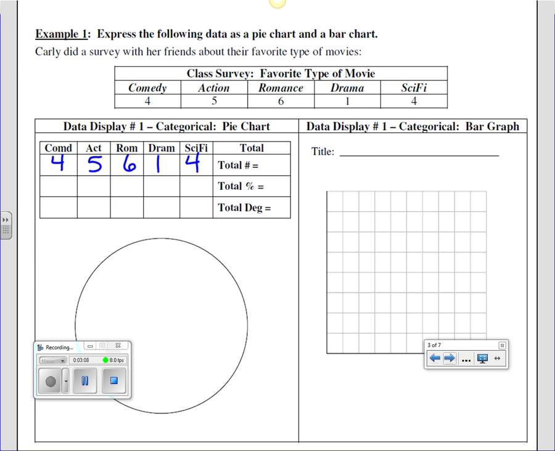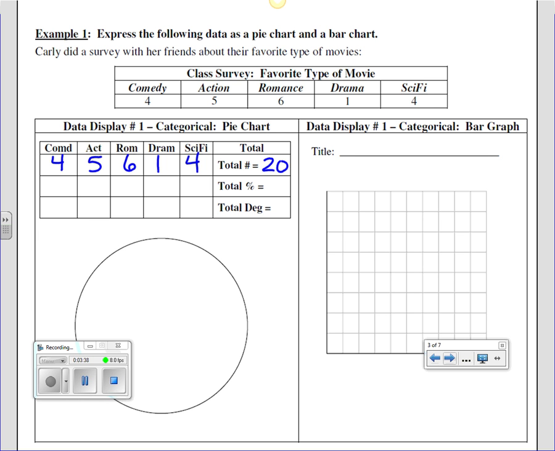Now, to get the total number, I do what? I add them up. So to get the total number, I add them up. And has anybody done that? No, I tried. 20. All right.